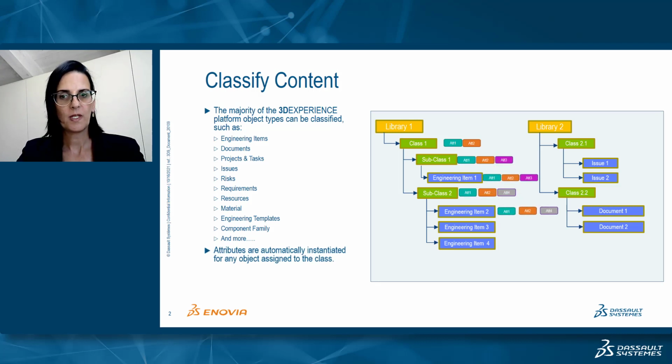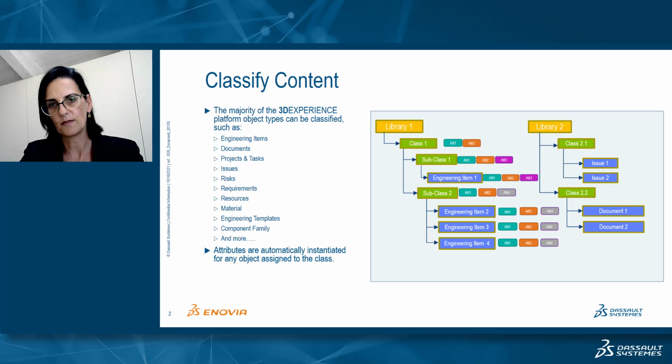We chose this topic as recently we received many questions about how to classify different content and what type of content we support in ENOVIA classification. The answer is that today, as you can see in the slide, you can classify almost any 3D experience platform object type. We can classify engineering items, which are the most common assets companies classify, but you can also classify documents, projects, issues, risks, changes, and many other item types which exist in 3D space.